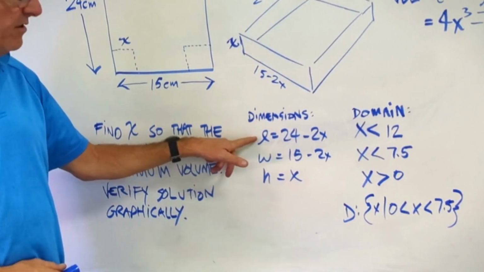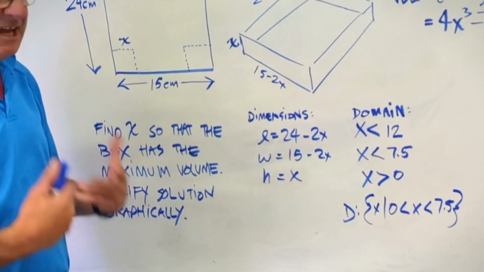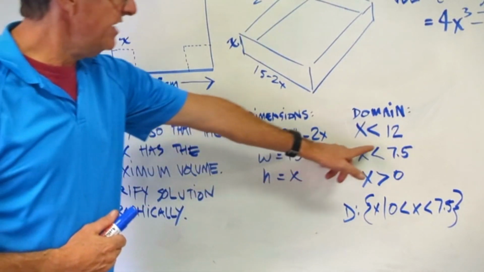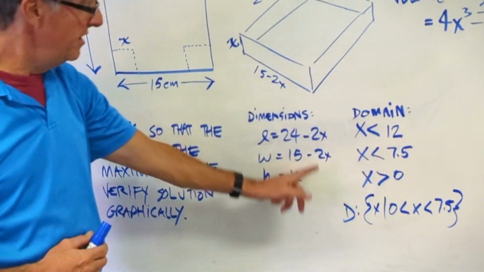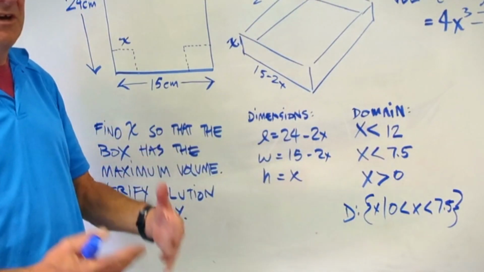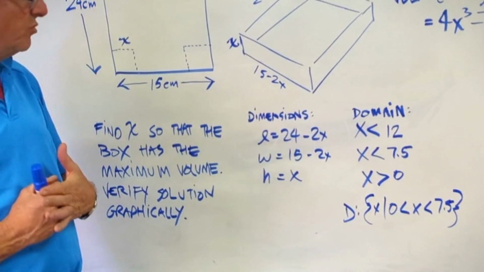Based on length, we have 24 minus 2x. We can't have a zero length or a negative length. So x has to be less than 12. If x were 12, we'd have 24 minus 24 and we'd have zero length. So based on length, the domain has to be less than 12.